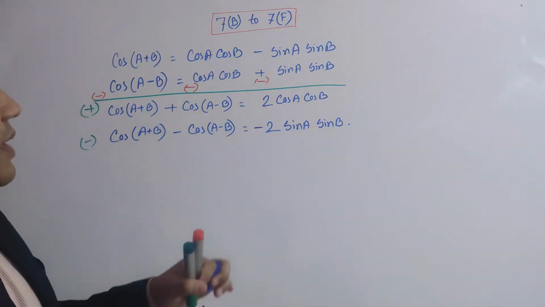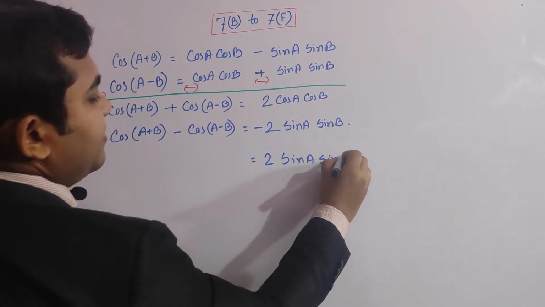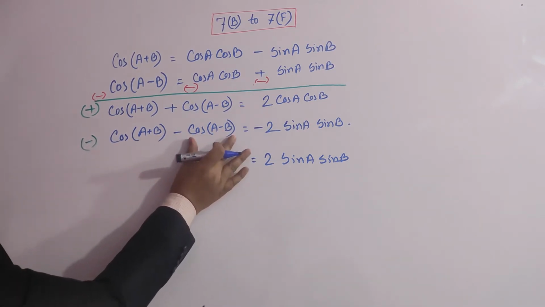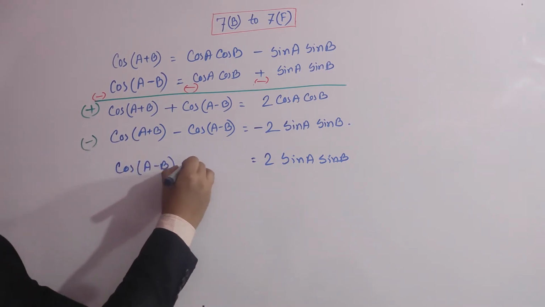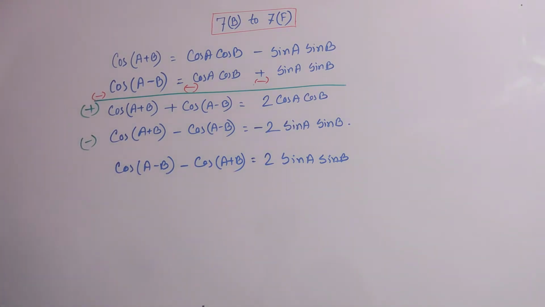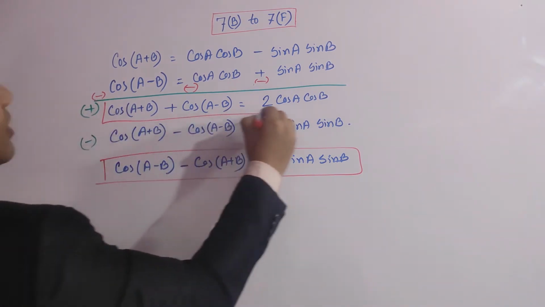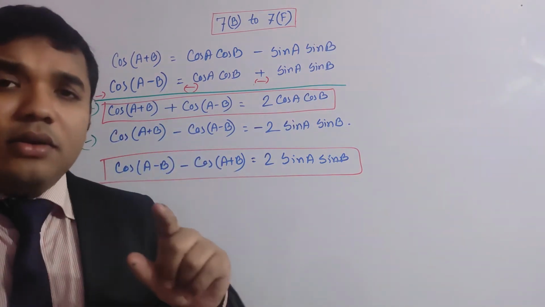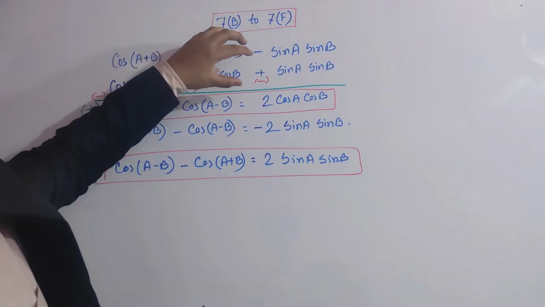So what will be the value of 2 sin A sin B? This minus will go here. If we multiply by minus, then it will be plus and it will be minus. So it should be cos of A minus B minus cos of A plus B. So this is the formula of 2 sin A sin B, and here is the formula of 2 cos A cos B.